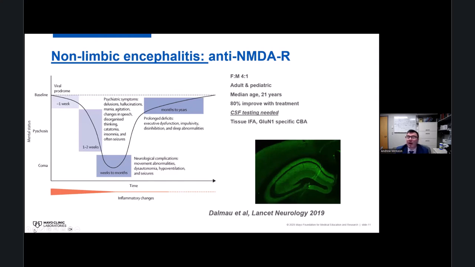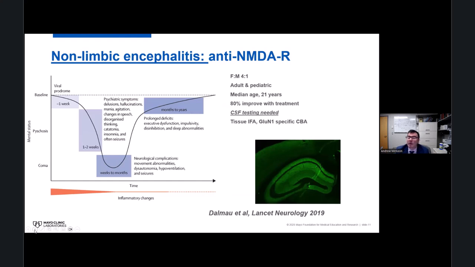So here's one, anti-NMDA receptor encephalitis, where patients can present with a viral prodrome followed by various neuropsychiatric symptoms in different combinations, and then ultimately develop a progressive course leading to hospitalization, encephalopathy, and sometimes, unfortunately, coma.